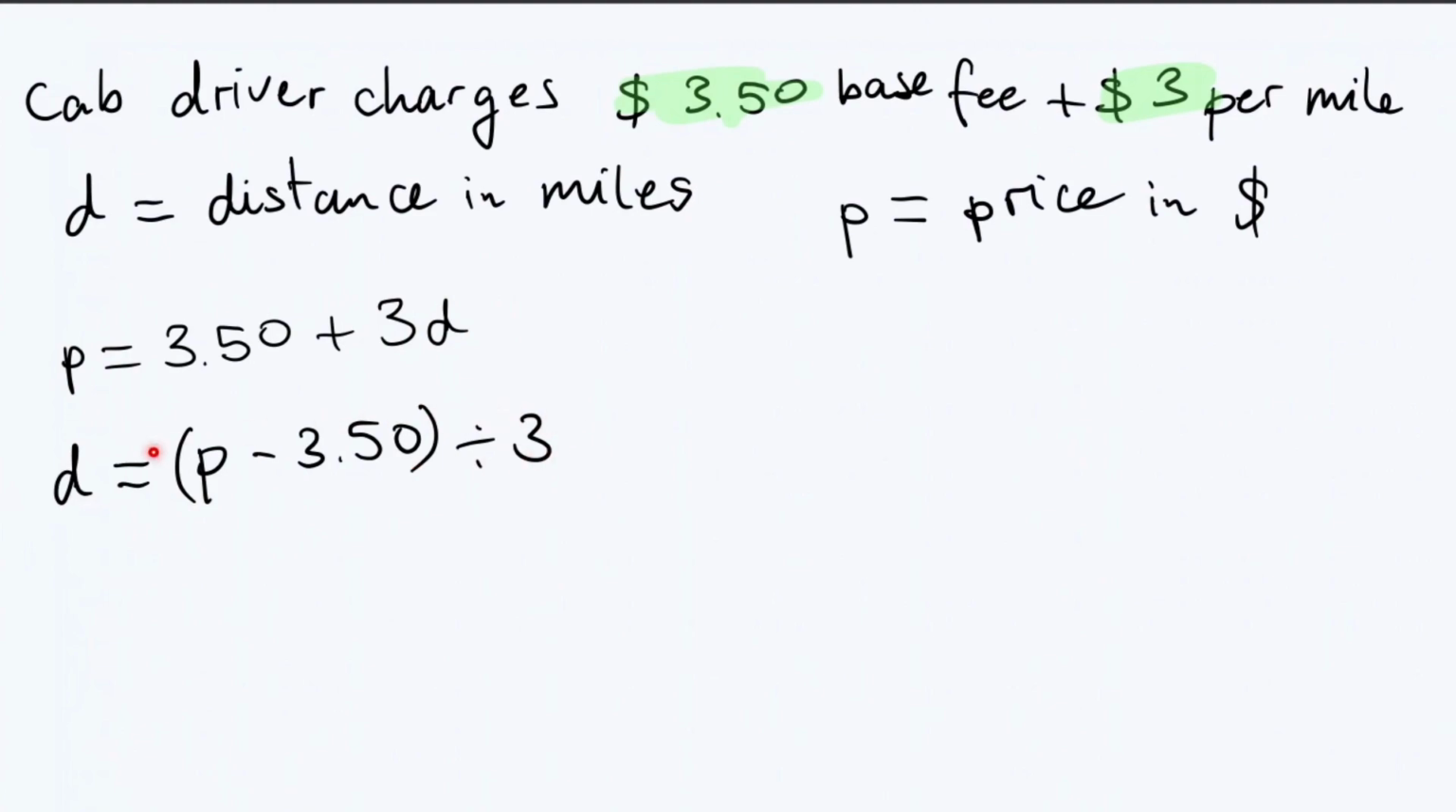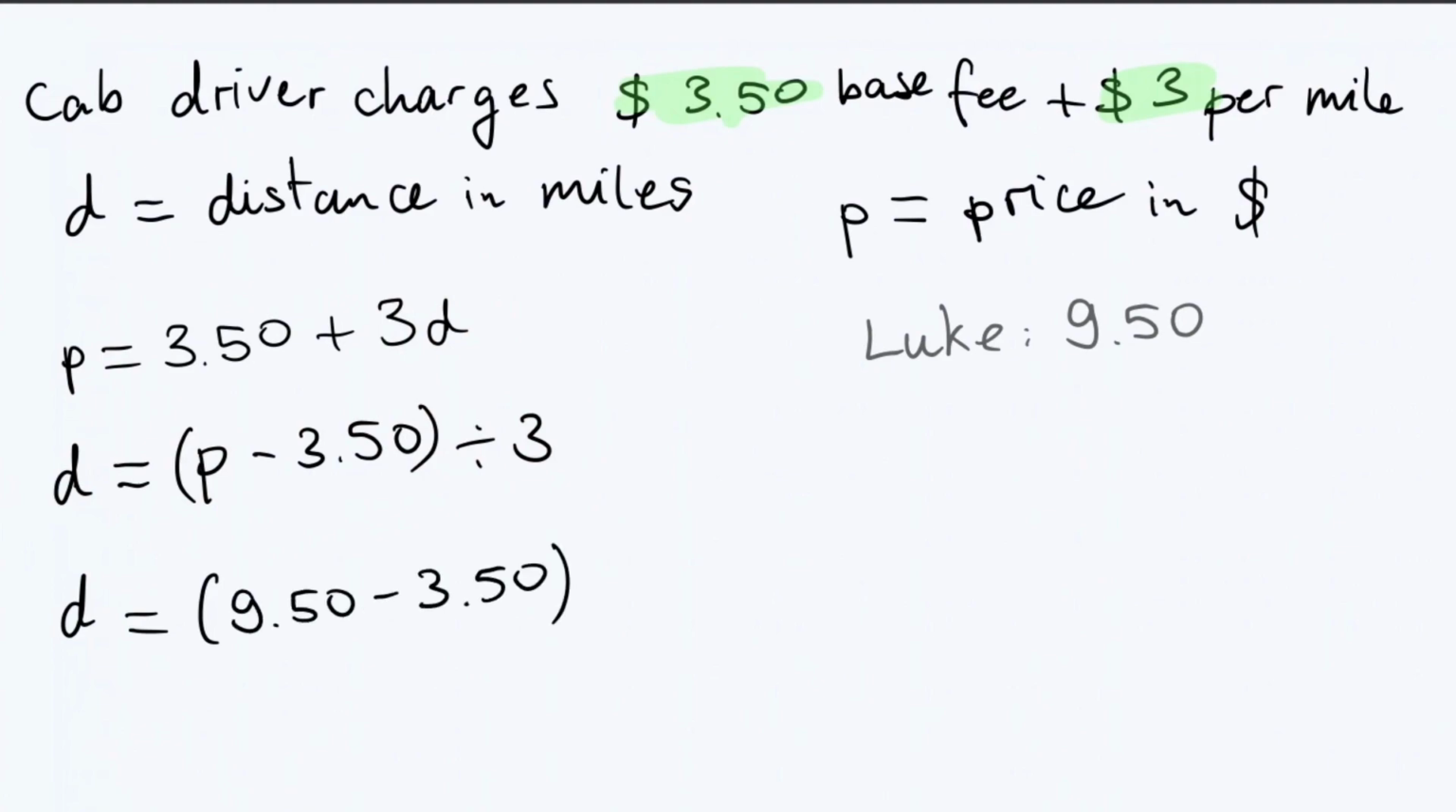This is our new equation, and we are going to use it for the case of Luke, who spends $9.50 for his ride. So plugging the numbers into the equation, we get D equals the price of $9.50 minus 3.5, all this divided by 3. Our D equals, this is 6, that we divide by 3 to get a distance traveled of 2 miles.